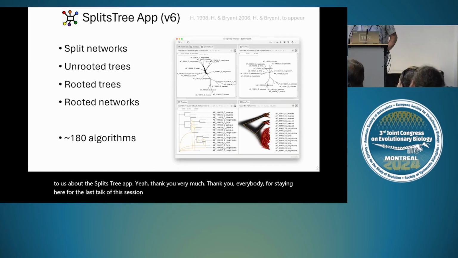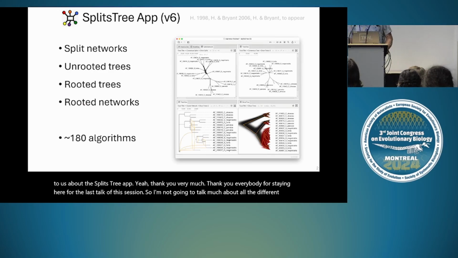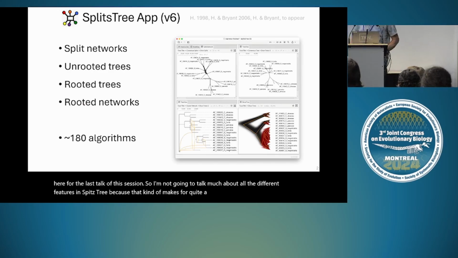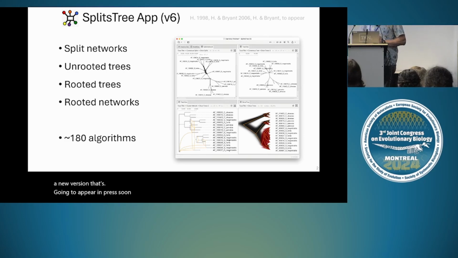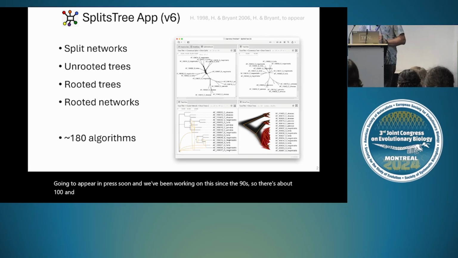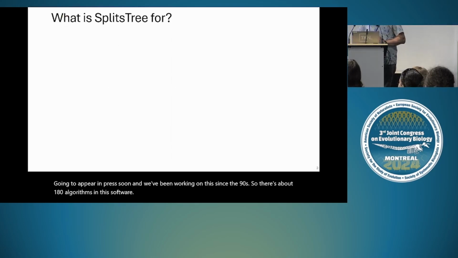So I'm not going to talk much about all the different features in SplitsTree, because that kind of makes for quite a boring talk. But there is a new version that's going to appear in press soon. And we've been working on this since the 90s, so there's about 180 algorithms in this software. And we're definitely not going to go through all of those.